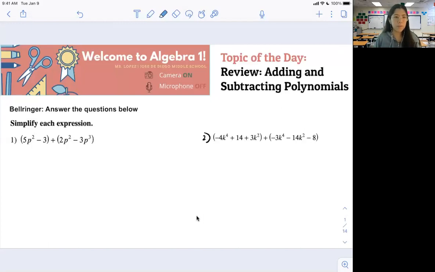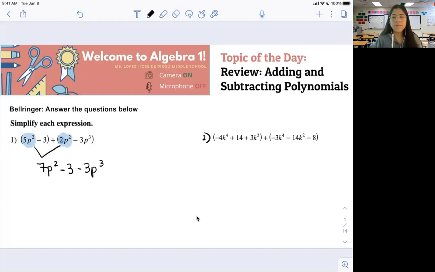So let's take a look. Where do we see like terms? 5p squared and 2p squared. Good. That's it. There are no more like terms. Everything else is not like terms. So we just combine these two together. 2 and 5 make 7p squared. And then I'm just going to bring everything else down. So I have a -3 and I have a -3p cubed.